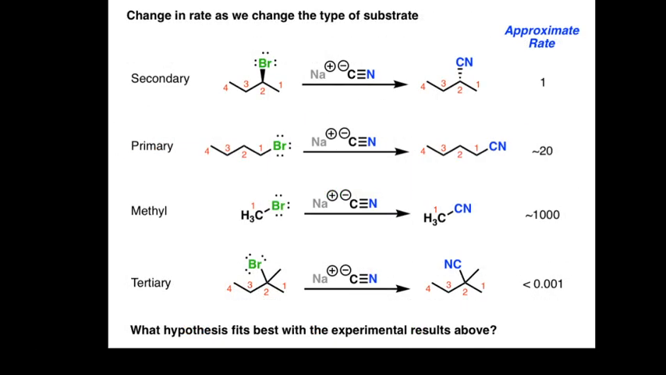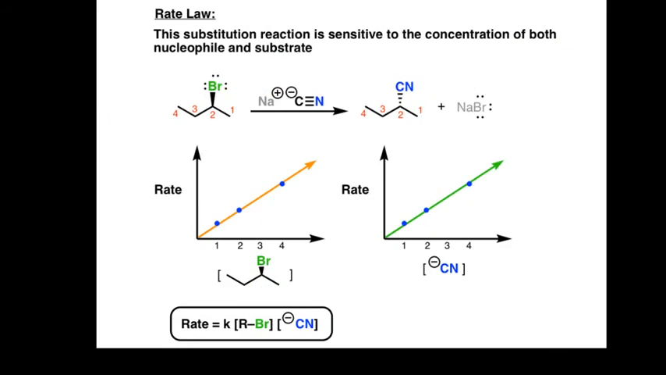Okay. In the next slide we will see how this rate is affected by changing the substrate. Here it is secondary, primary, methyl, and tertiary. You see, for secondary the rate is 1, for primary it is 20, for methyl it is 1000, but when you increase the alkyl group, for tertiary, the approximate rate is 0.001. This means if the alkyl group becomes bulky, then the attack of the incoming nucleophile is hindered. That's why the rate decreases. Okay. In the next slide we will see the rate law.